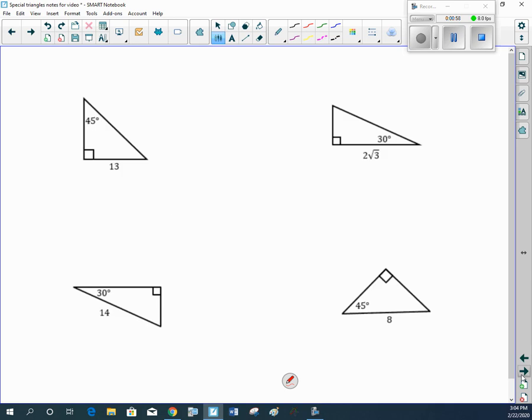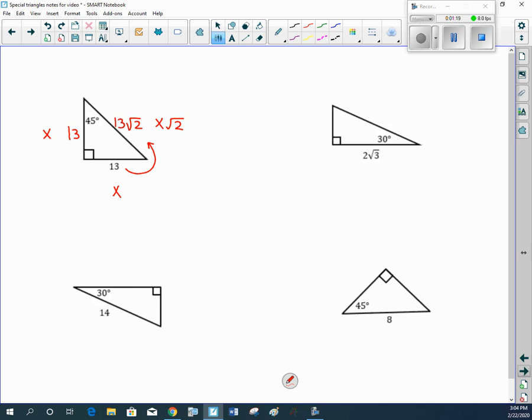So this one, it's a 45, 45. It's x, x, x root 2. So that means these two sides are the same. And then I want to go to the hypotenuse, so it's longer. And how much longer is it? It's the square root of 2. So I'm going to multiply because I'm going to a longer side. So I'm going to say this is 13 root 2.